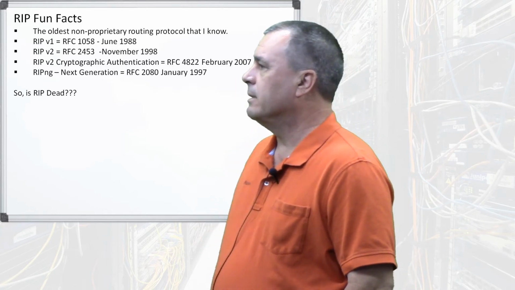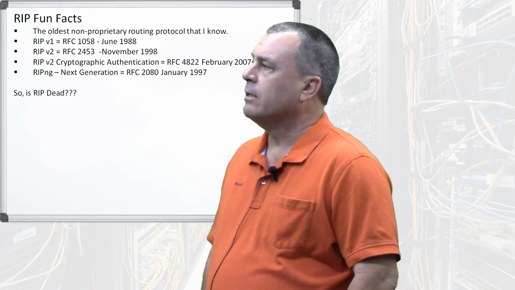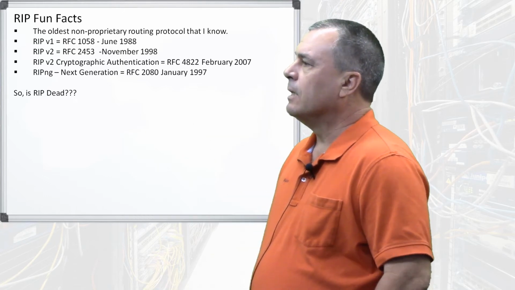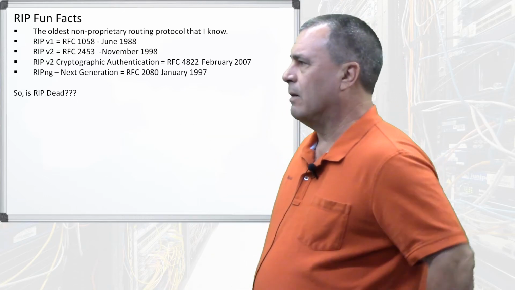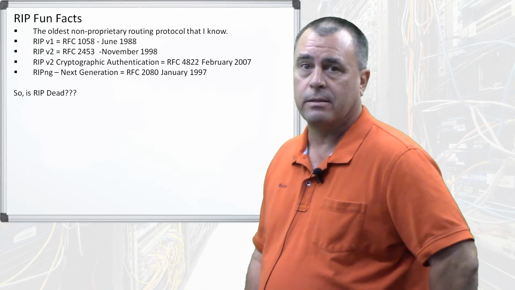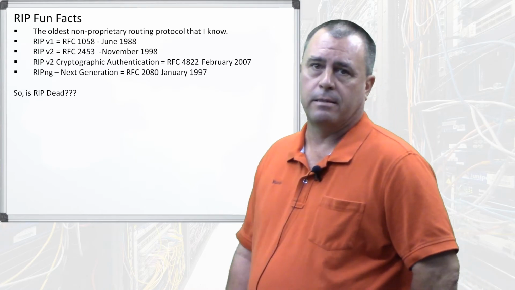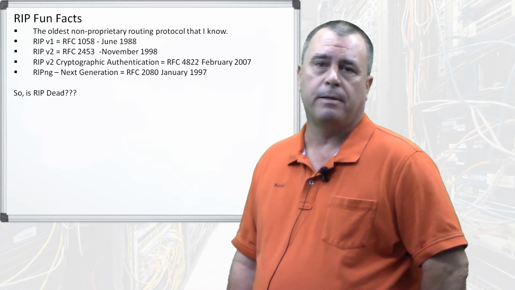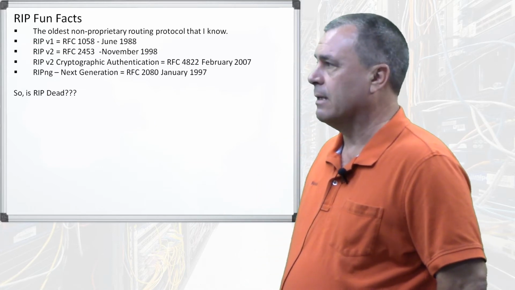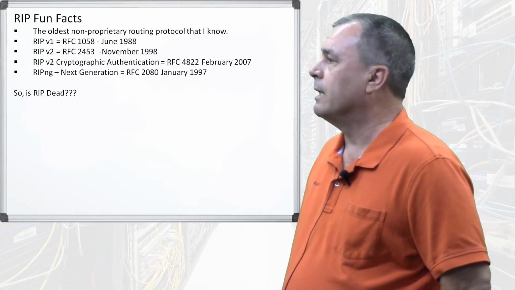All right, and then the cryptographic authentication came out in 2007. And then there's this RIP NG, which stands for Next Generation. I actually never used it, so we're not going to talk about it too much. From what I understand, it's just supposed to support IPv6. But if you're going to be messing with IPv6, I wouldn't use RIP anyway. So we're going to look at RIP version 2 today.